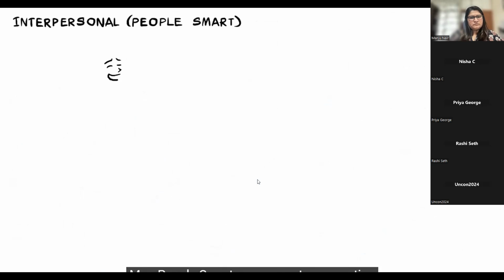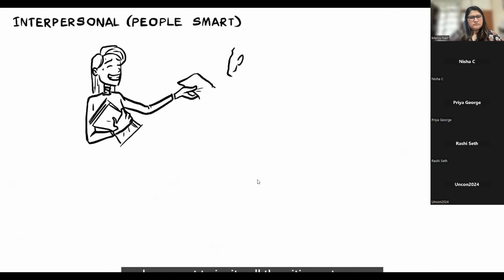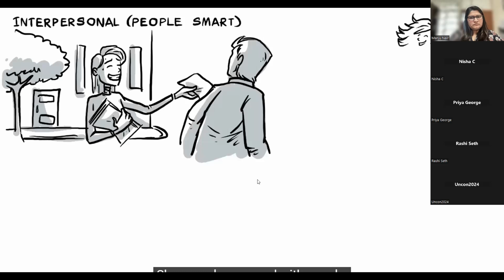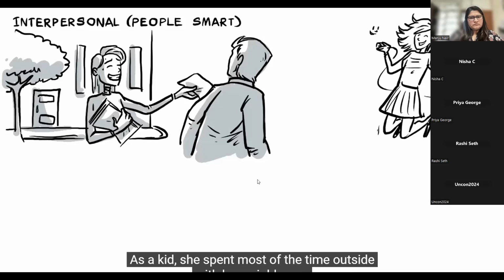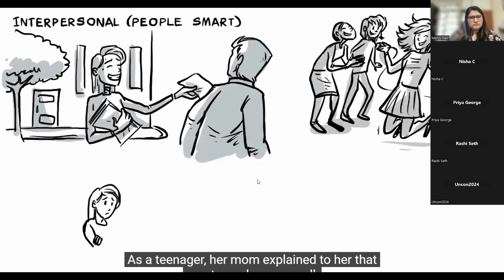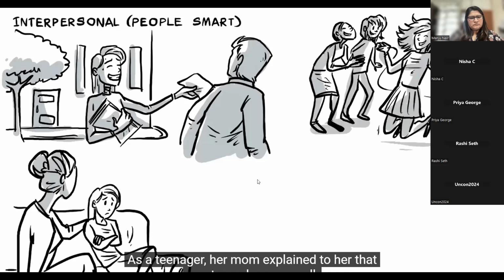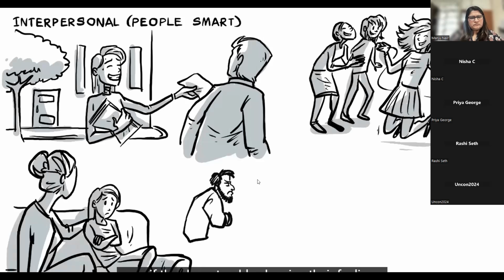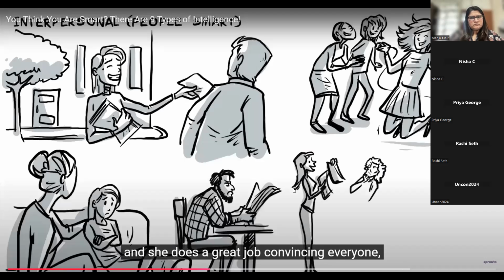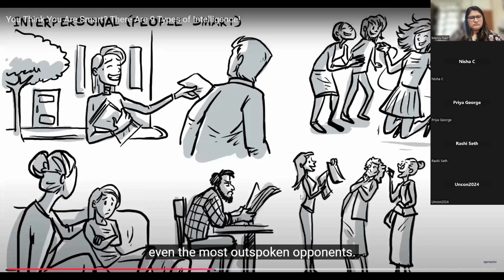Mrs. People Smart arranges a town meeting and goes out to invite all the citizens to come. She was always good with people. As a kid, she spent most of the time outside with her neighbors. As a teenager, her mum explained to her that most people mean well, even if they have trouble showing their feelings. Today, everyone loves her, and she does a great job convincing everyone, even the most outspoken opponents.